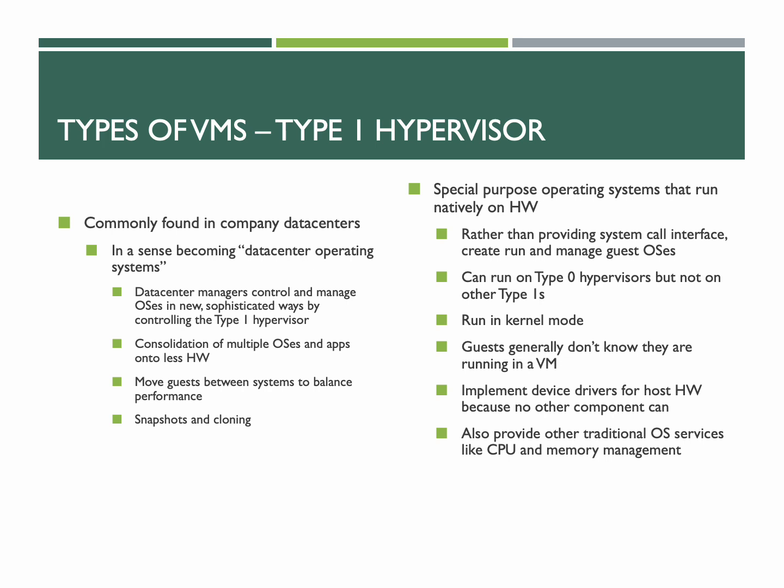Type 1 hypervisors support taking snapshots of the entire state of a VM at any given point in time. These snapshots can be used for backups or for quickly cloning new VMs, significantly speeding up the deployment process. Because they interact directly with the hardware, Type 1 hypervisors implement device drivers for the host hardware, which other components cannot do. This setup ensures that all hardware operations are efficiently managed by the hypervisor.